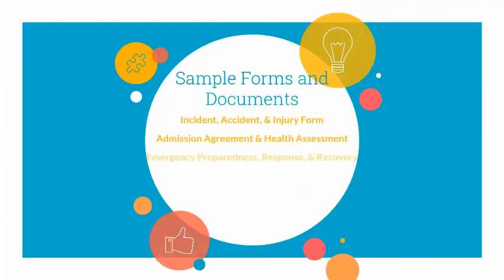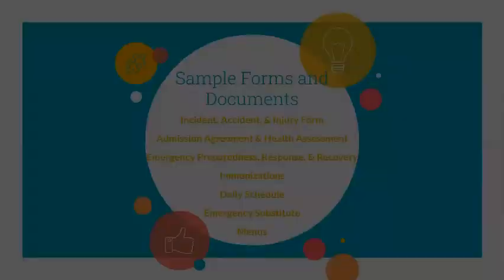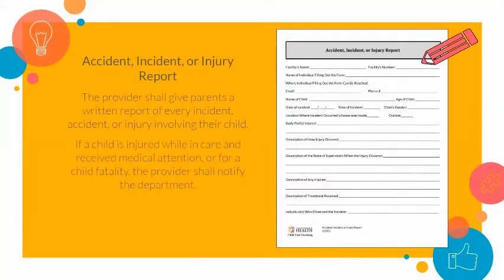Sample forms and documents include incident, accident, and injury form, admission agreement and health assessment, emergency preparedness response and recovery, immunizations, daily schedule, emergency substitute, and menus. Accident, incident, or injury report. The provider shall give parents a written report of every incident, accident, or injury involving their child. If a child is injured while in care and received medical attention, or for a child fatality, the provider shall notify the department. And again, you are welcome to create your own form if you prefer, but ours is available as technical assistance.